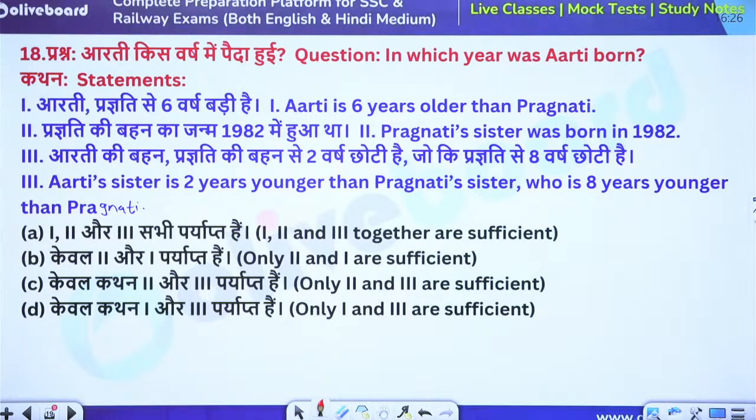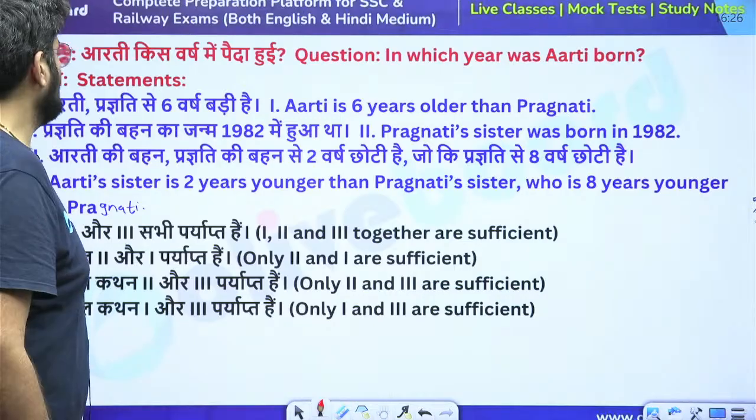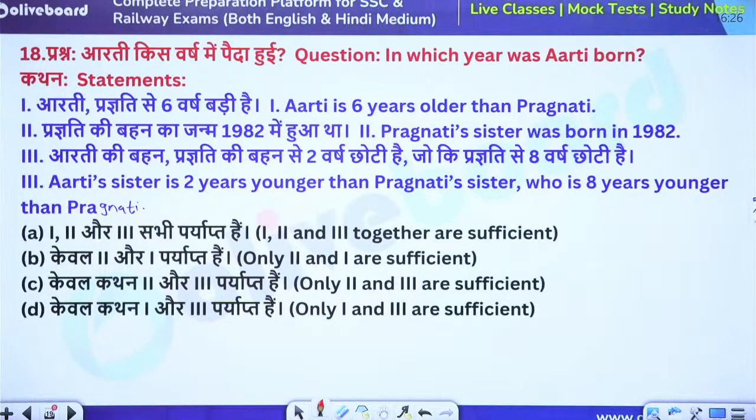So in which year was Aarti born? Data sufficiency based question. Okay. So in which year was Aarti born? Statement 1: Aarti is 6 years older than Pragnati. Just look at all the options, 1 and 3. Statement 3 says Aarti's sister is 2 years younger than Pragnati's sister, who is 8 years younger than Pragnati.